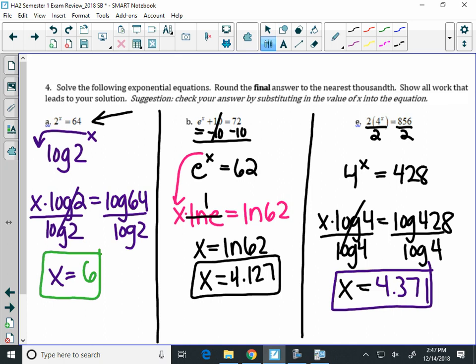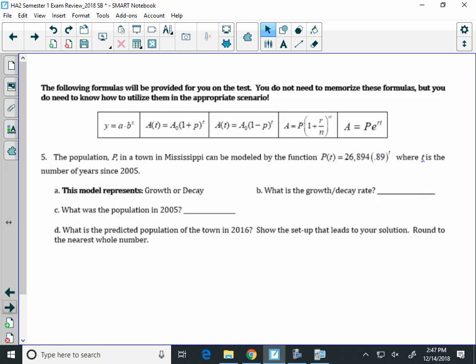So those are solving exponentials using logarithms. Easy problems. We'll do a couple more challenging problems here on the next page. But let's talk about number 5. Let's do some exponential modeling. All of these formulas along the top of the page will be on your exam for you to reference.